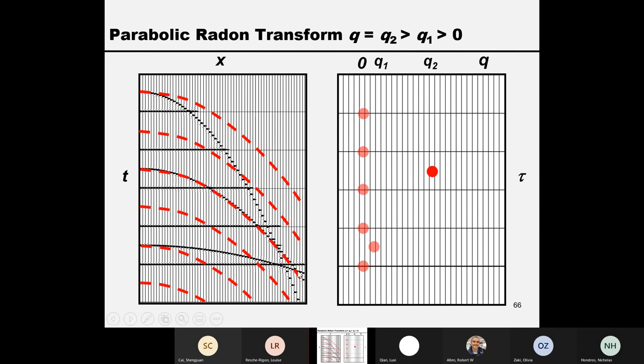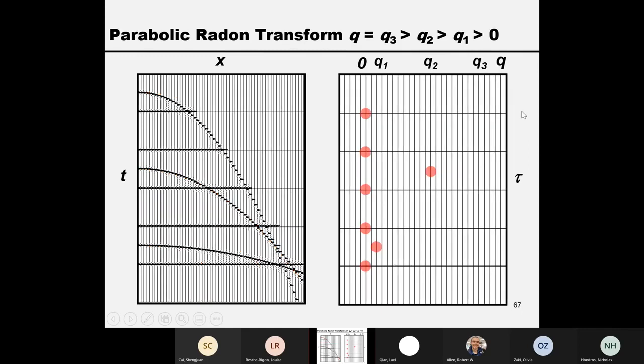Tau again is the intersection time. Q is curvature, constant curvature, but only along this curve you have energy, right? Q3, you can see this one has a perfect match. That's the tau-p. Not, sorry, that's the parabolic Radon transform.